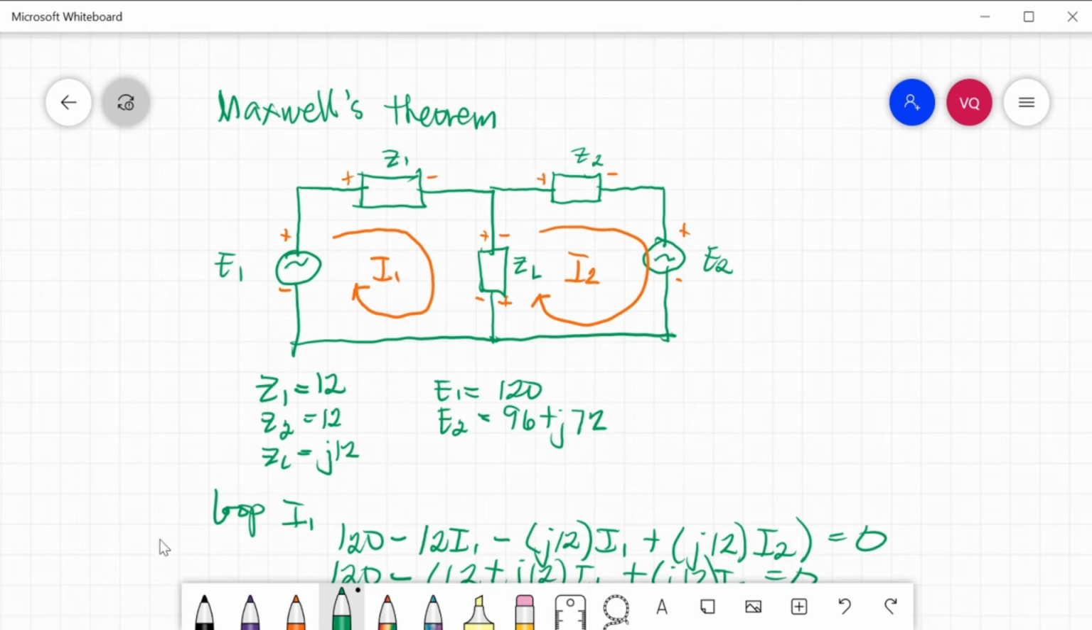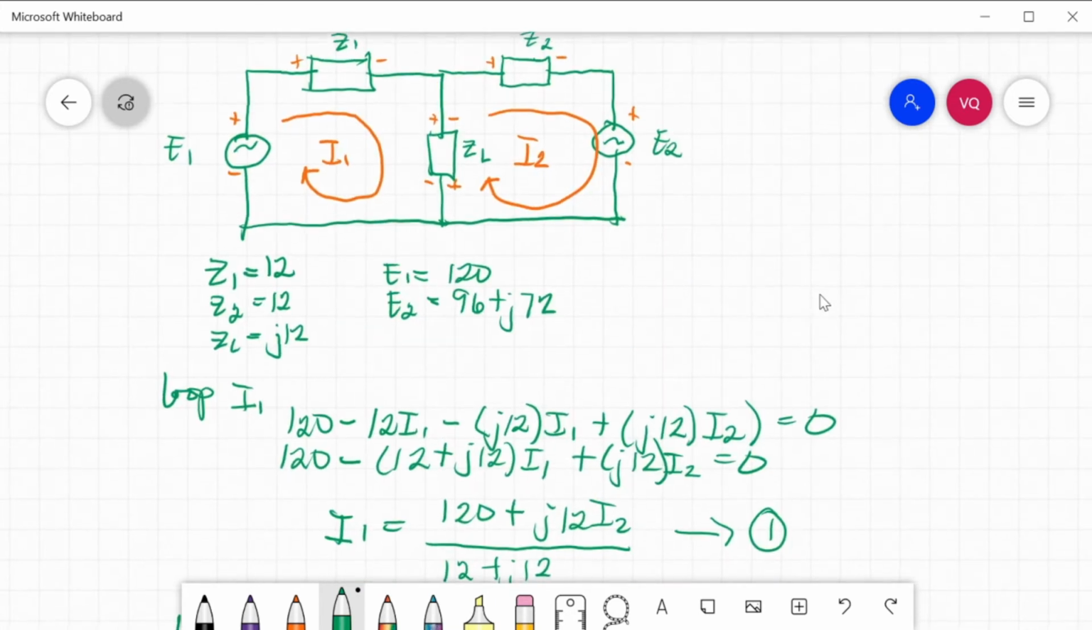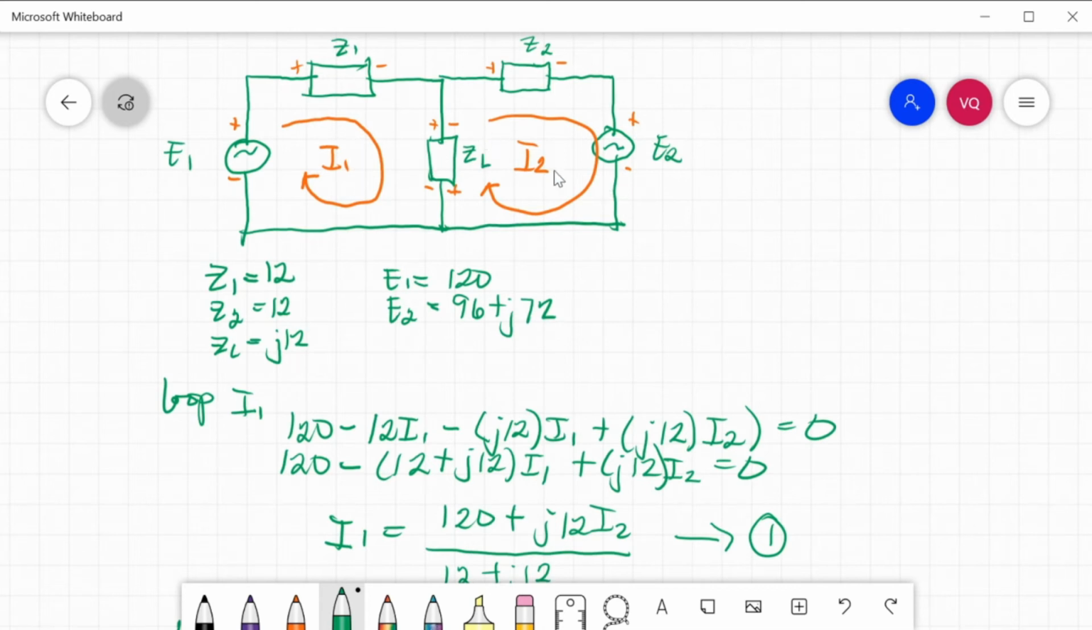Now we will formulate the loop currents. Our loop currents here are I1 and I2. For loop I1, the loop current enters the negative sign of the battery, so it will have a positive 120 and then negative 12 I1, because Z1 is 12. At this side, I1 enters into the positive sign, so negative j12 I1. And then your loop current I2 enters at this side negative, so that's why it is positive j12 I2, is equal to 0.